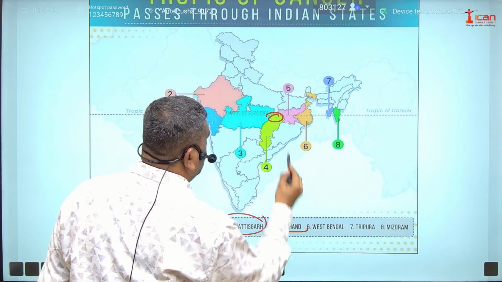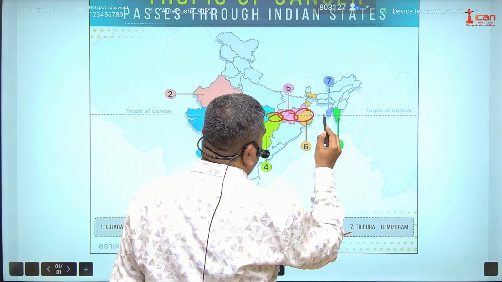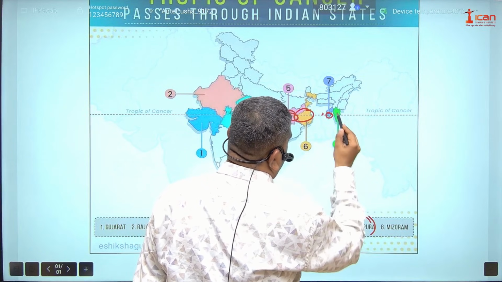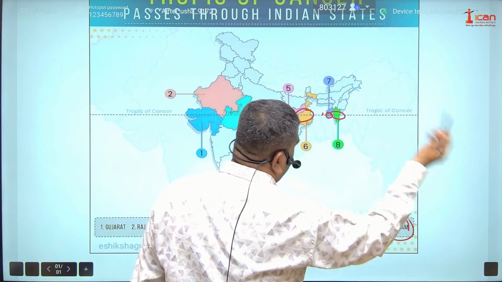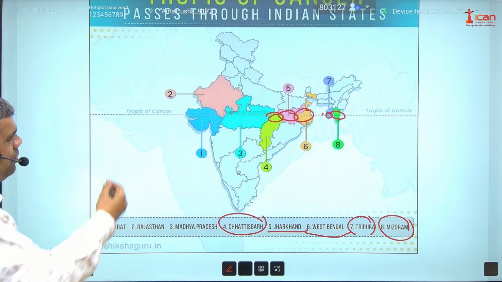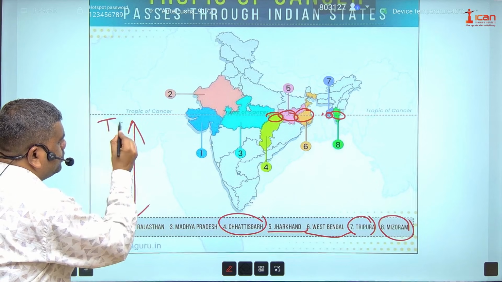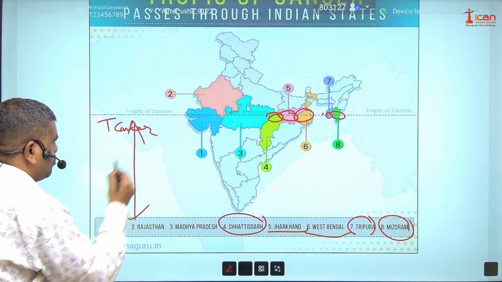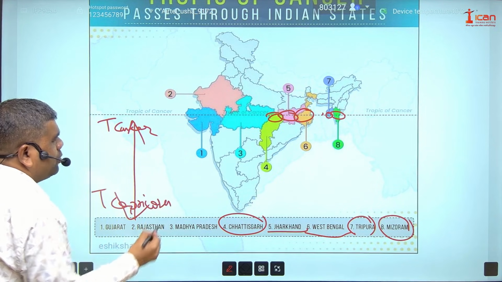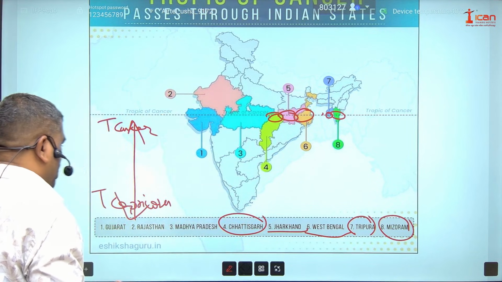Then we have Jharkhand, the new state of Jharkhand. Then West Bengal, right? Here it goes into Bangladesh. Then there is Tripura and then Mizoram. It goes beyond that. So the Tropic of Cancer. What happens is, if you see the movement of the sun, it is from the Tropic of Cancer to the Tropic of Capricorn. So if you see, a large part of India actually falls in this zone where there is ample sunlight.